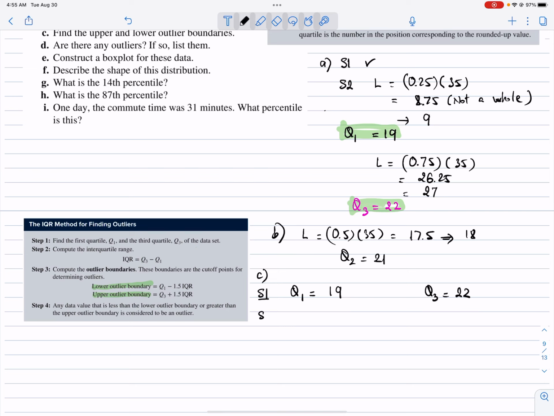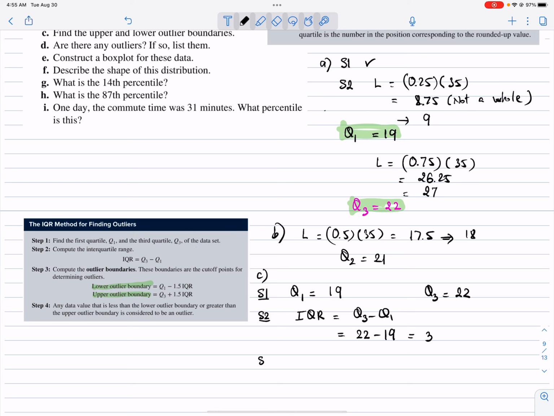Now step number 2, we find the IQR, the interquartile range. The formula is Q3 minus Q1. So 22 minus 19. The answer is 3.